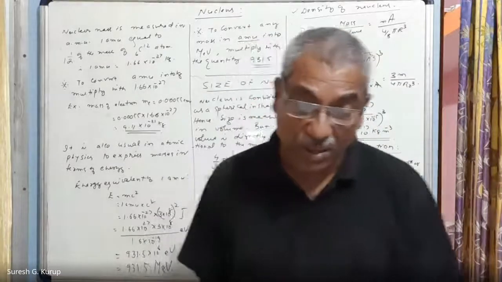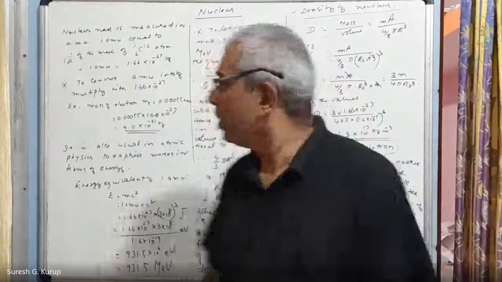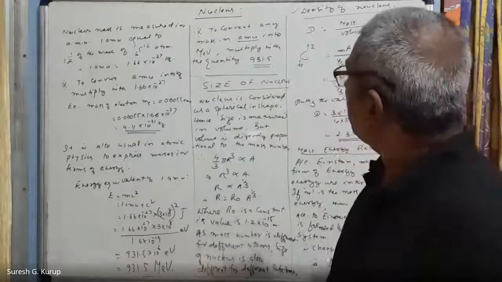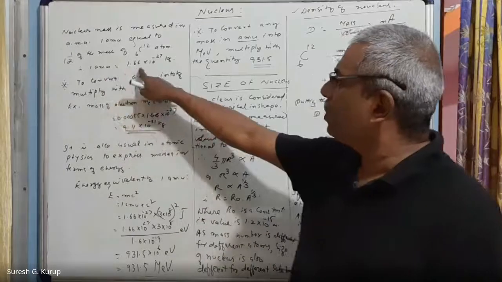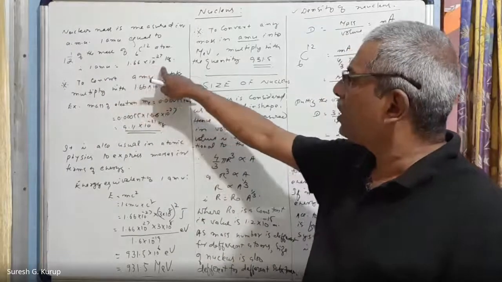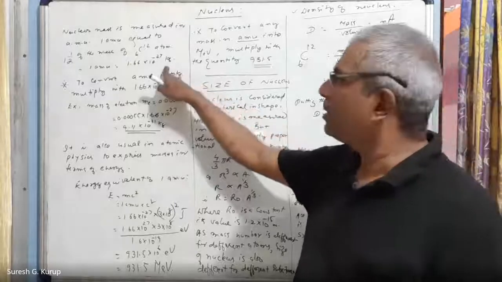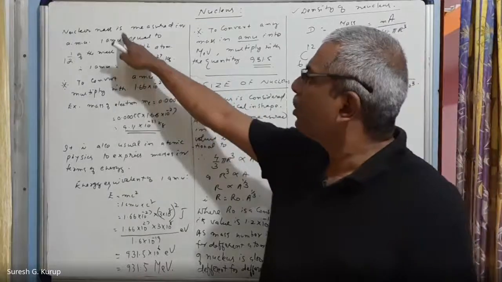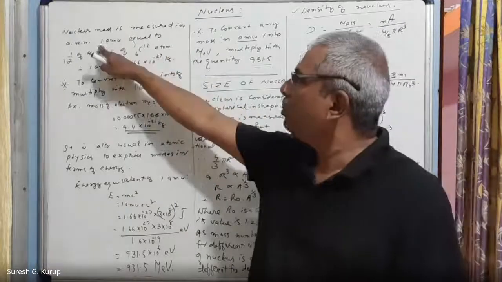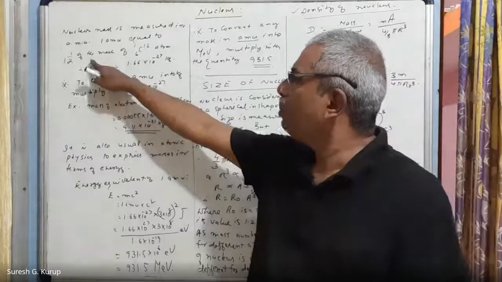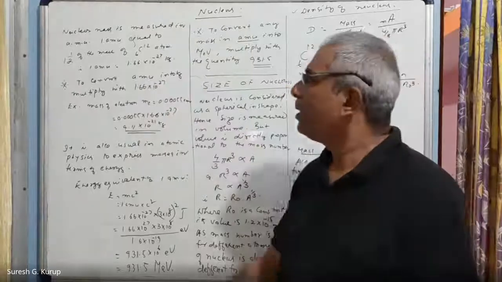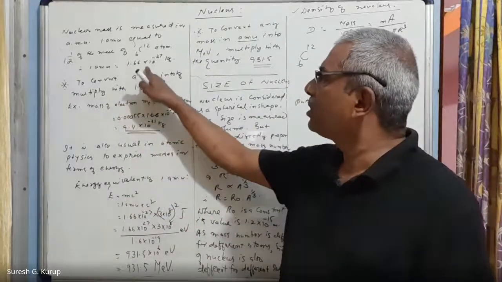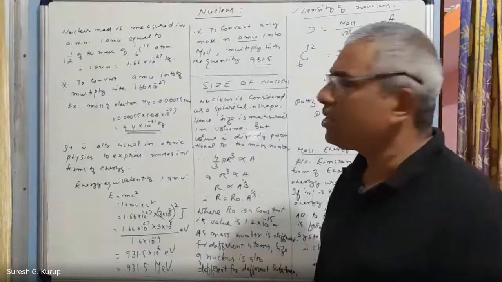Right? So 1 AMU is equal to, see, it is given, 1.66 into 10 raised to minus 27 kg. This can be proved, right? Nuclear mass is measured in AMU. 1 AMU is equal to 1/12th of the mass of C12(6) atom. Right? 1 AMU is equal to 1.66 into 10 raised to minus 27 kg.